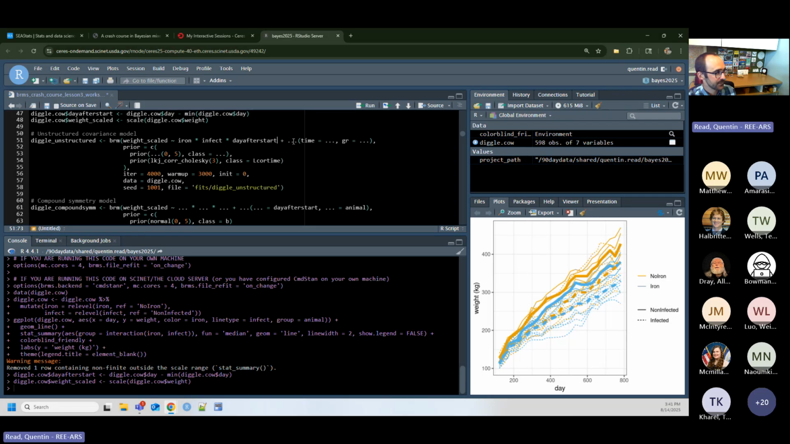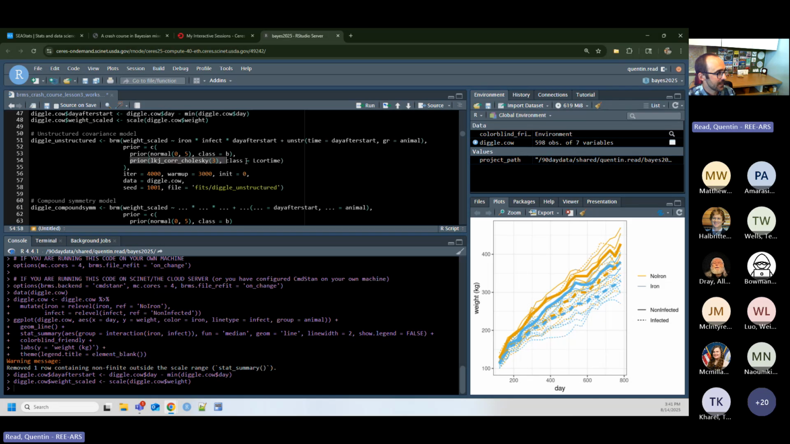For unstructured covariance, we're going to use UNSTR, unstructured. Time equals day after start. That's the name of the column in the data with our time. And GR for group equals animal. Correlated residuals within each animal. And we're going to use normal priors with standard deviation of 5 for our class equals B, our fixed effects. Again, because we've standardized in standard deviation units.